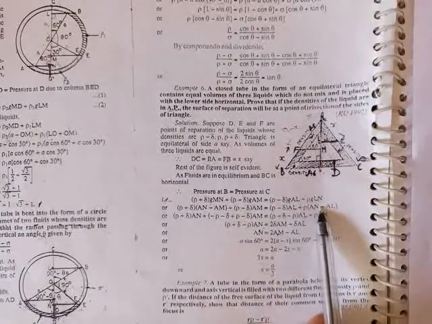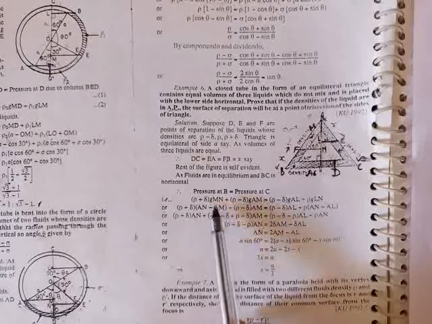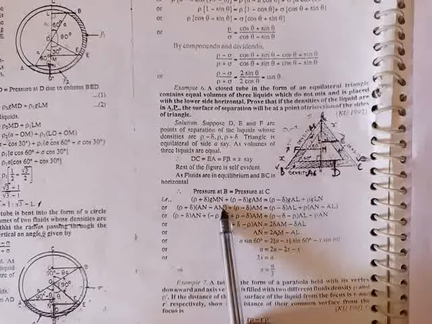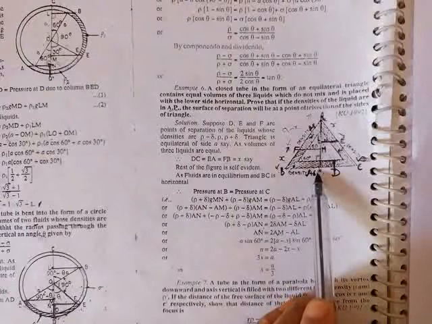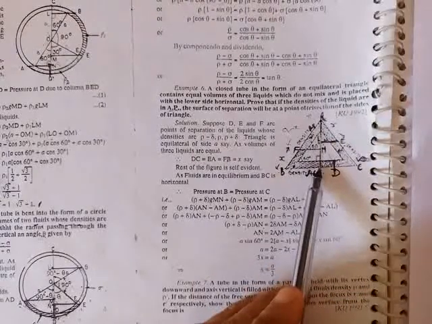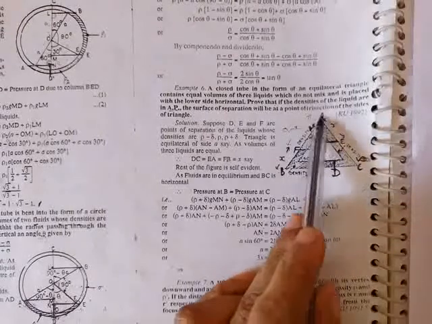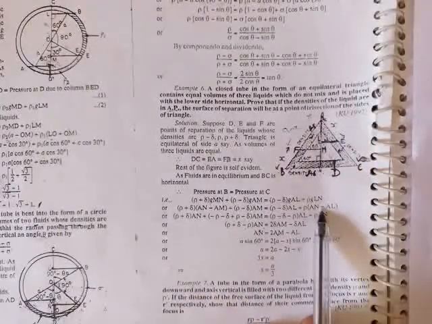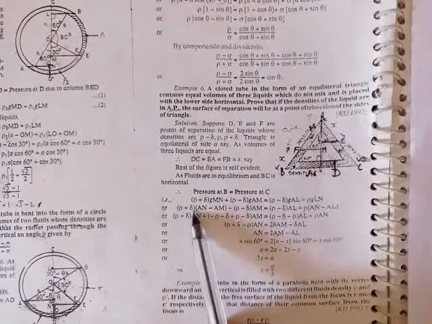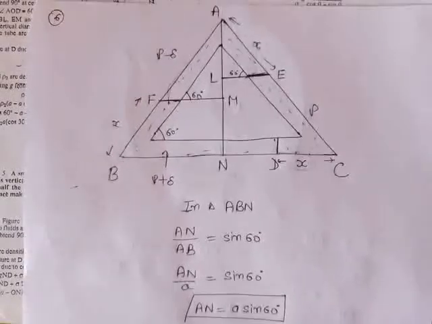Now we are to find the values of Mn, Am, Ln, Al. From the figure you can see Mn is given by An minus Am, and Ln is this part, given by An minus Al. Now we are to find the values of An, Am and Al. So again let us use the triangles concept.